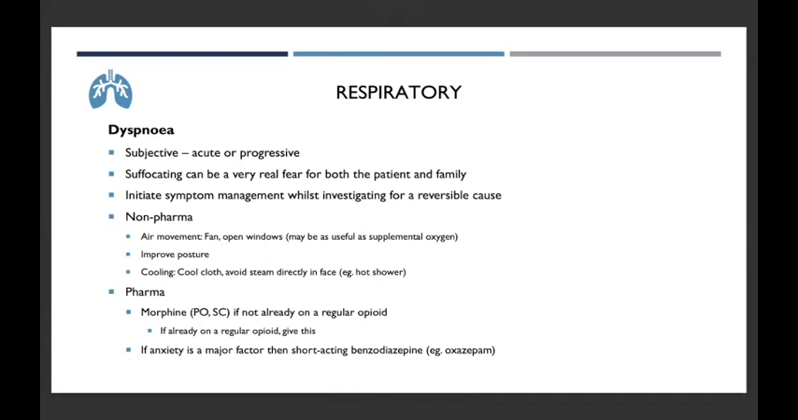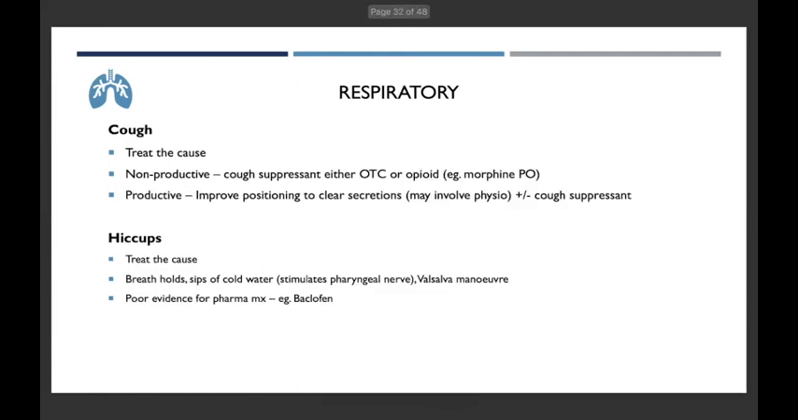In terms of pharmacological management, some morphine can help if they're not already on a regular opioid, and if anxiety is a factor, then a benzodiazepine. Regarding cough, treat the cause. If it's non-productive, we can give a cough suppressant or perhaps an opioid, because that will suppress a cough as well. If it is productive, let's try and help them get the secretions out. So a physio might help, or just positioning, and maybe a cough suppressant.